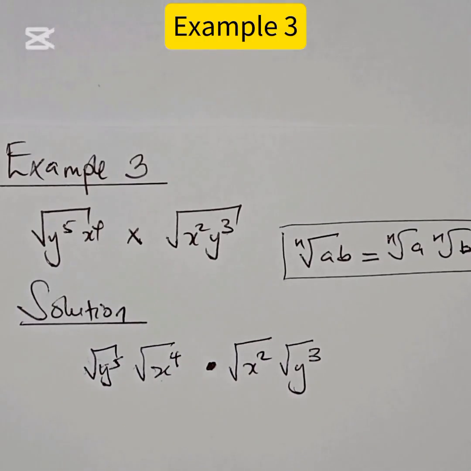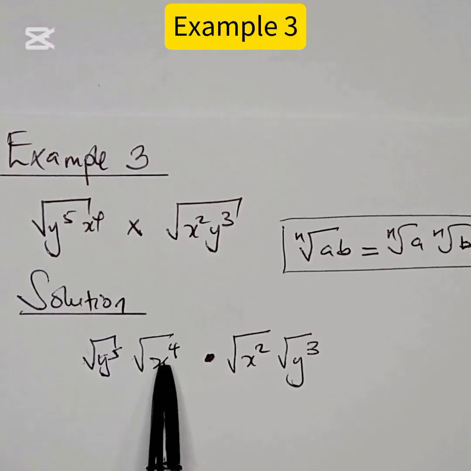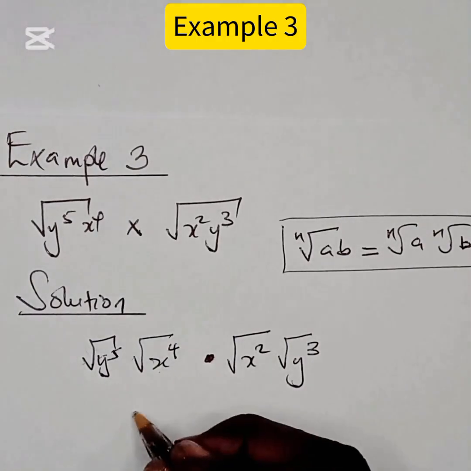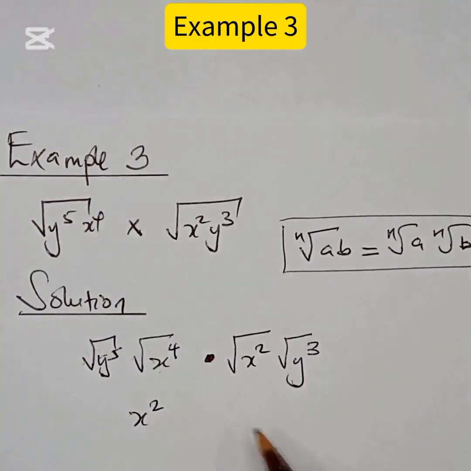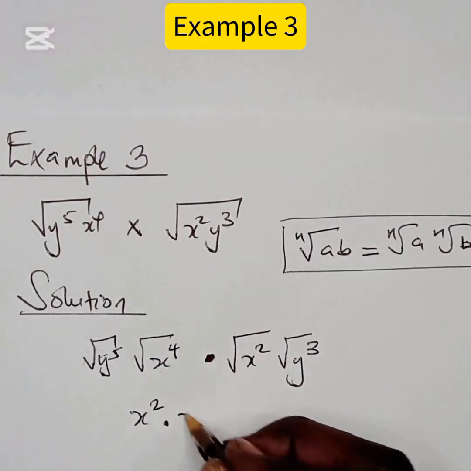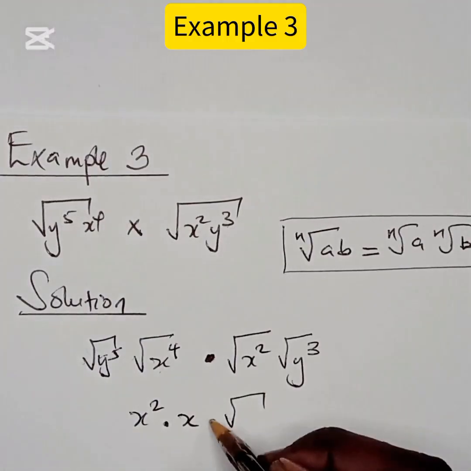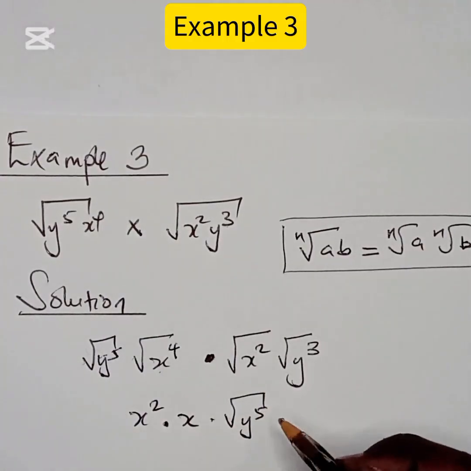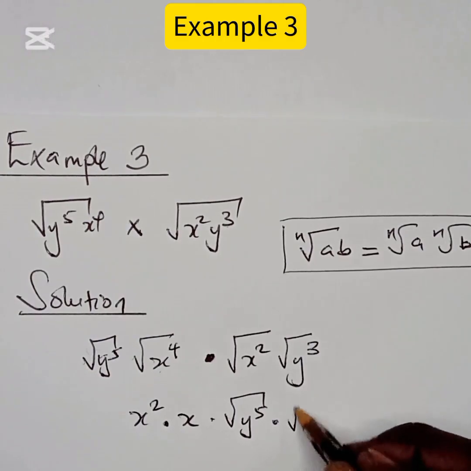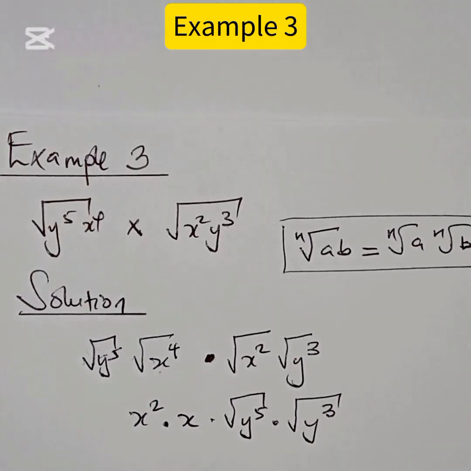Right, now I can simplify that. The root of x to the power 4 is just the same as saying x squared. So I have x squared on that, and the root of x squared is x. So that's multiplying x. Then I will write root y to the power of 5, and that's multiplying the root of y to the power of 3.